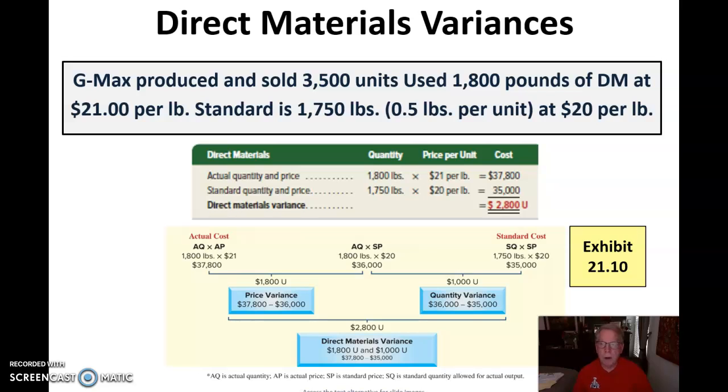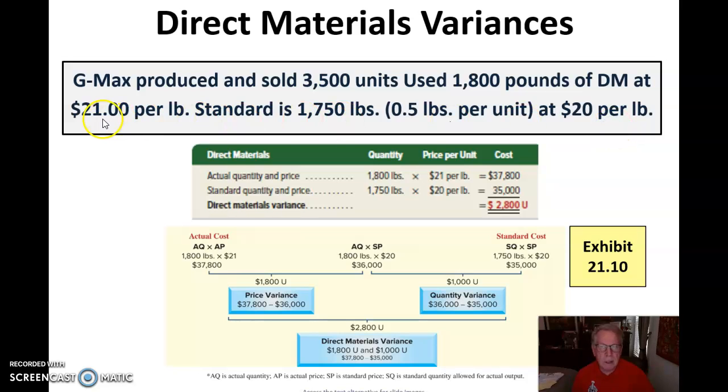Okay, let's do one here. GMAX is going to produce and sell 3,500 units, and they used 1,800 pounds of direct material at $21 per pound. Now, this is going to be actual. They actually used 1,800 pounds at $21. The standard is 1,750 pounds. How did we get that? It was 0.5, a half a pound per unit, and we sold 3,500 units. So that means we should have used 1,750 pounds at $20 per pound.